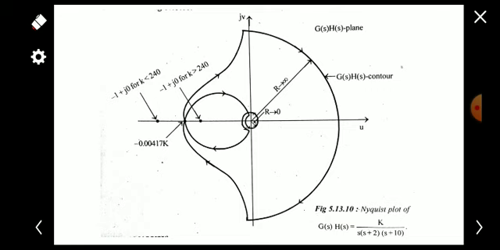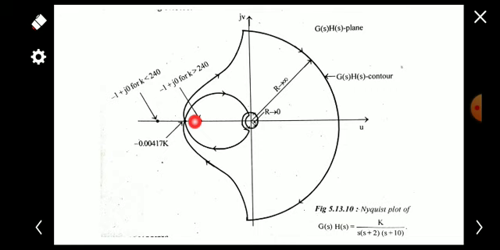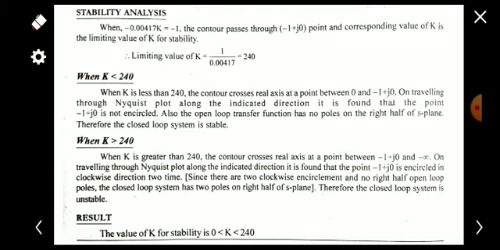And also, for finding the value of k, listen carefully. We are assuming that the closing point here is minus 1 plus j0. We are assuming that this minus 0.00417 k is minus 1 plus j0. So when minus 0.00417 k is equal to minus 1, the corresponding value of k will be 240. And we will be considering some ranges of k.